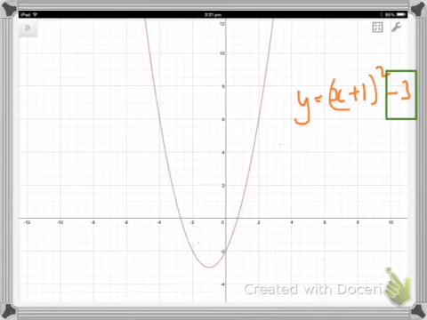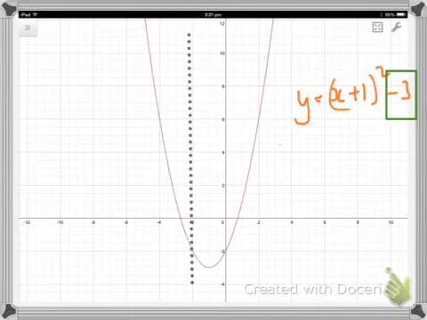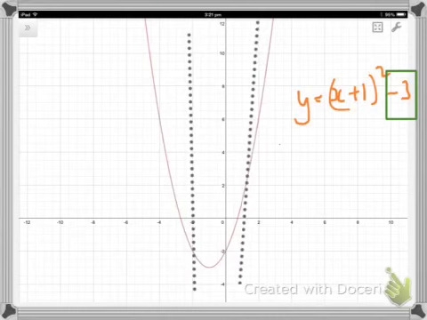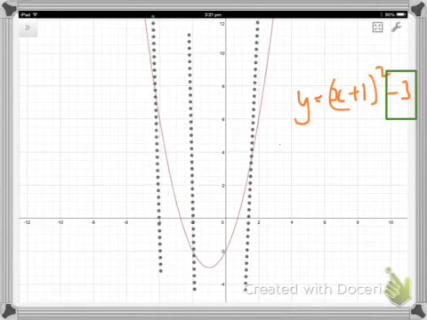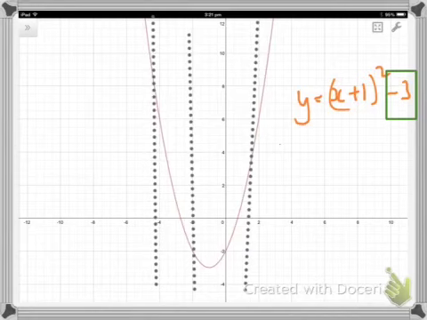Anyway, does it pass the vertical line test? Of course it does. Let's get our vertical line happening again. Doesn't matter where or what x value I choose, I'm only passing the graph at 1 point. So for each x there's one and only one y. So it passes the vertical line test there.